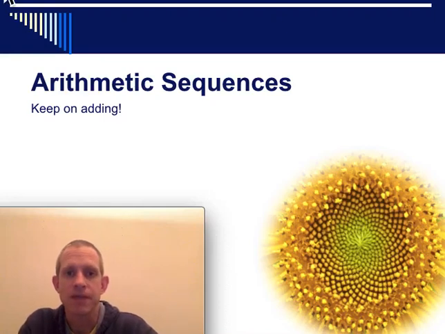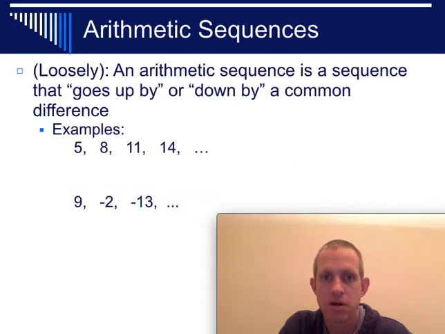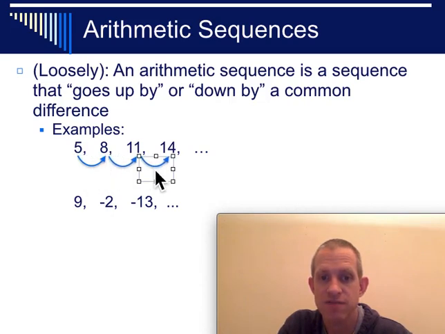Hey, welcome back. Today we're going to learn about the most basic type of sequence, I think, which is an arithmetic sequence. An arithmetic sequence is any sequence where the terms go up or down by the same amount each time. We say that what it goes up by each time is called the common difference. And in this first sequence, 5, 8, 11, 14, every single time you're simply adding 3, right?